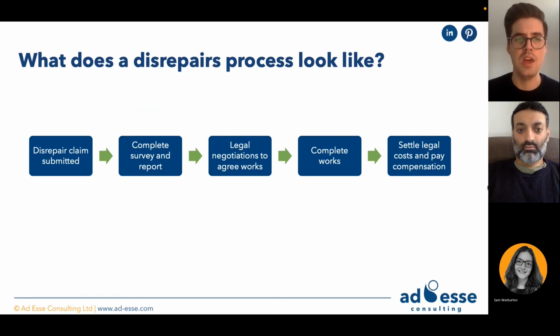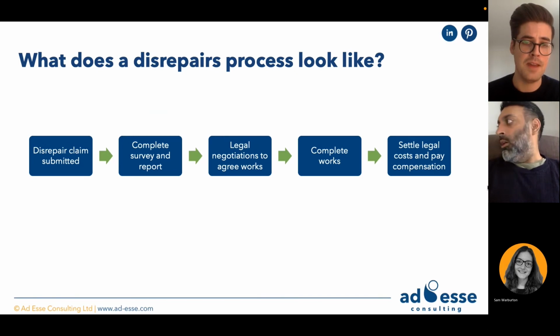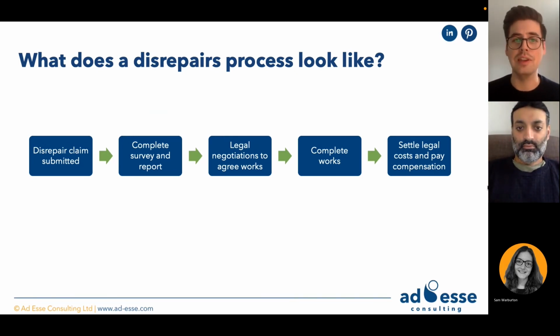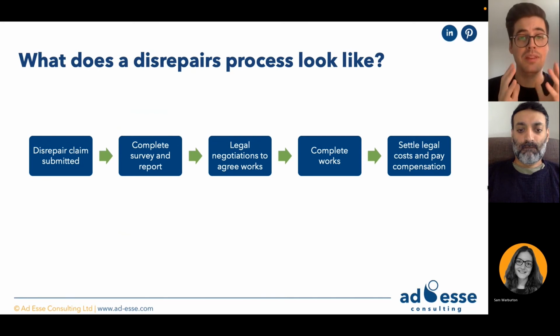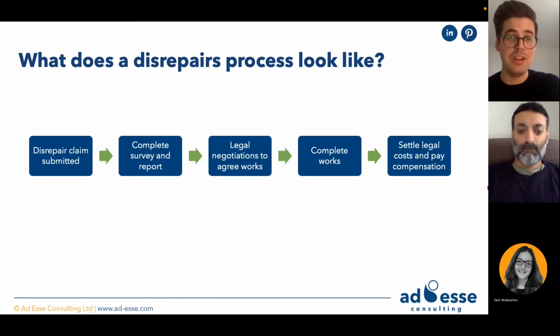Off the back of that comes a comprehensive report which outlines which proposed works the social landlord thinks need to take place, along with the associated costs for completing those works. Then we enter a stage of legal negotiation with the tenant solicitor to ultimately agree what works are going to be completed. There can be a lot of back and forth where they may try to get more works completed than we might have suggested initially. So yeah, that can become a bit of a problematic part of the process, and it can become a little bit stuck, but ultimately we will reach an agreement.